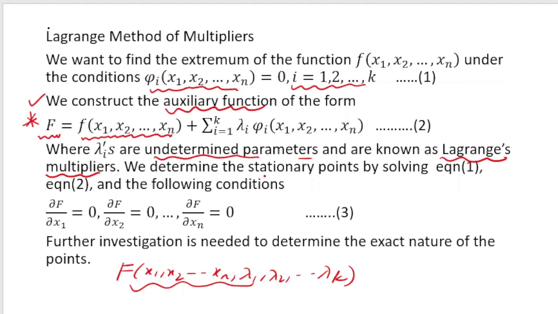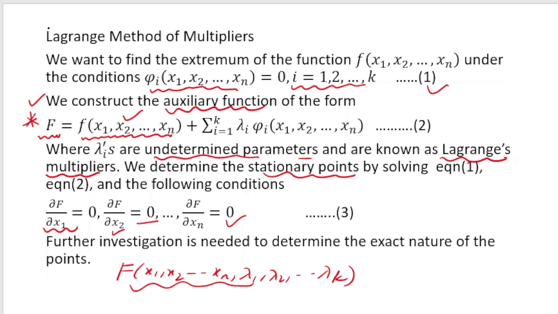We determine the stationary points by solving equation 1, equation 2 and the following conditions. That means we differentiate the auxiliary function with respect to x1 and equate it to 0. We differentiate it with respect to x2 and equate it to 0. We differentiate it with respect to xn and equate it to 0. So we get certain conditions, and by solving 1, 2 and all these equations together, what we get is the stationary points.